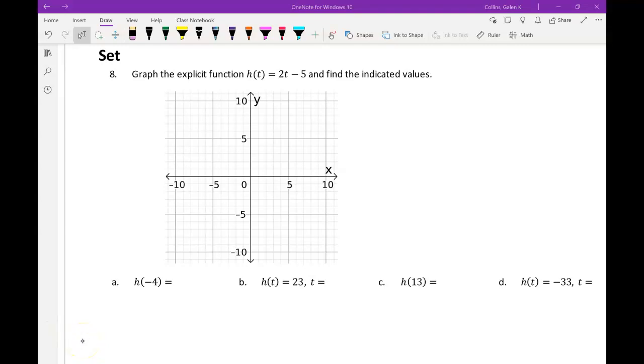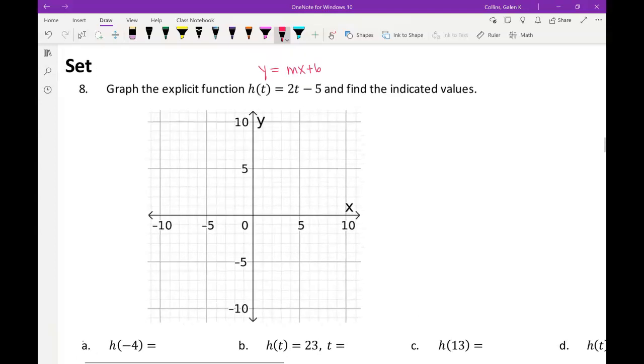In the set questions for our Unit 3, Lesson 4 video, we are first asked to graph the explicit function h of t, defined as 2t minus 5, and find the indicated values. We've been practicing finding values of a function, and so we can either evaluate h of t at some values, or we could recognize that this is a linear function in the form of y equals mx plus b.